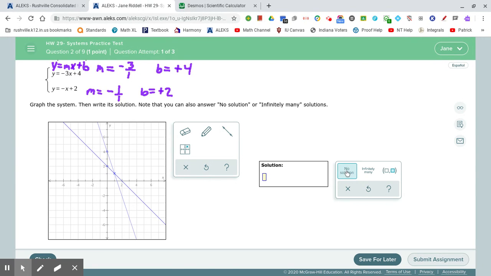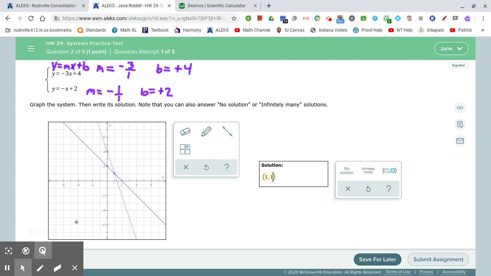All right, so had the lines been parallel, it would have been no solution. Had they been the same line, it would have been infinitely many solutions. These 2 lines intersect at a single point, so I'm going to click on the ordered pair option, and then I'm going to type in what that ordered pair is. So that is going to be 1, 1.